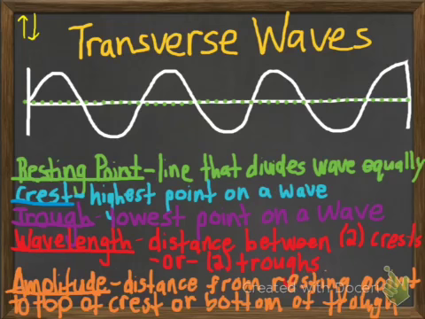Right? And it divides it up equally, like I said, so the dimensions or the sizes of the parts of the wave on the top are the same as on the bottom. The wave is symmetrical. Right. Next, we can identify what's called a crest on a transverse wave. So a crest is the highest point of a transverse wave.